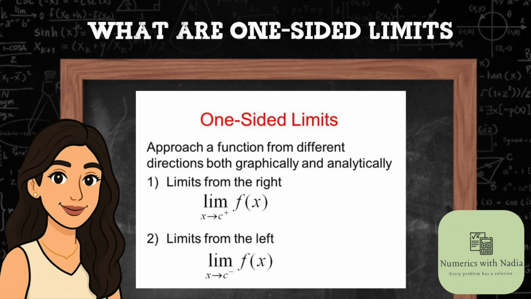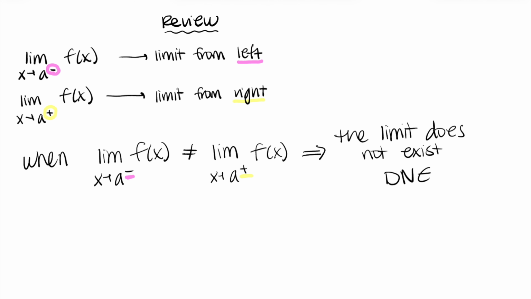Let's get into a quick review of when limits do not exist. As a review, we have two notations here. We have the limit as x approaches a from the left of f of x and the limit as x approaches a from the right of f of x. A limit does not exist when the left limit does not equal the limit as x approaches a from the right. When this happens, we would say that the limit does not exist. The notation you can use is just DNE as a quick abbreviation.